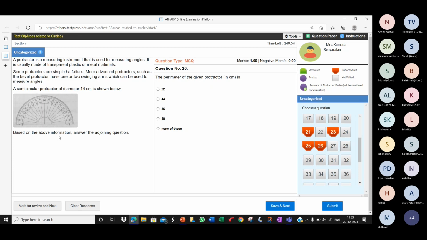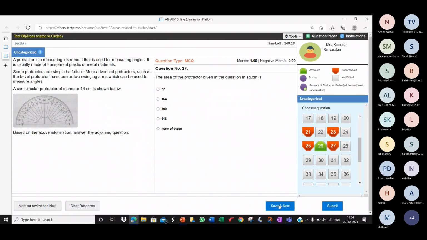So 22 by 7 into r. Radius is 7. So 22 plus 14, right? 36. But I heard 44. Somebody said 44. What's your doubt? All of us agree? Is it 36? Yes, ma'am.